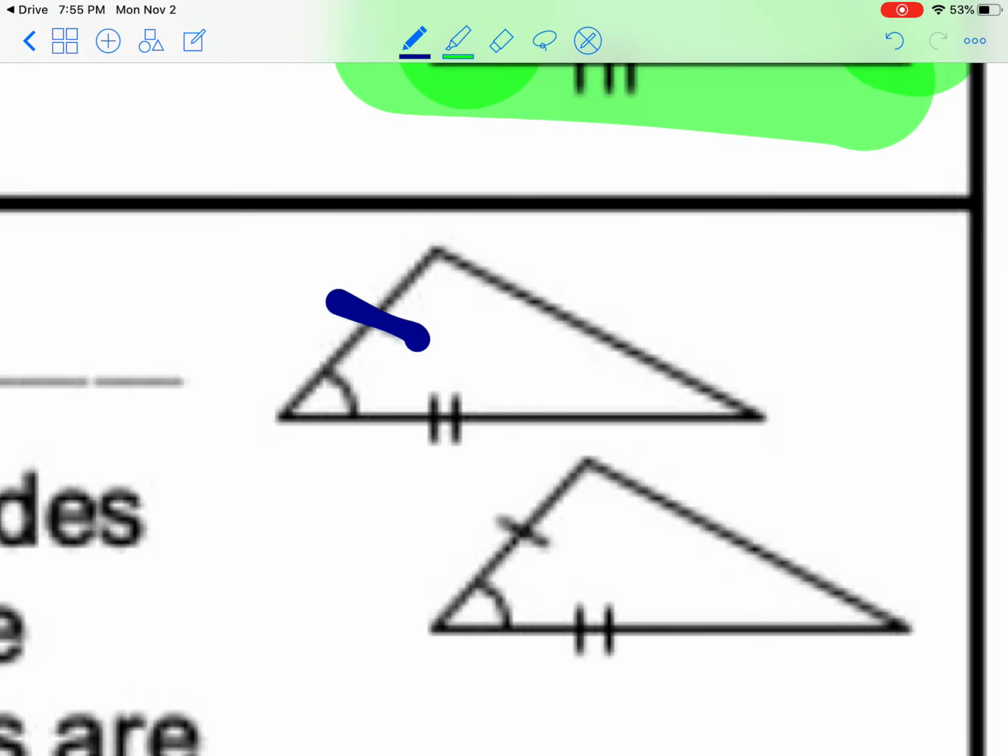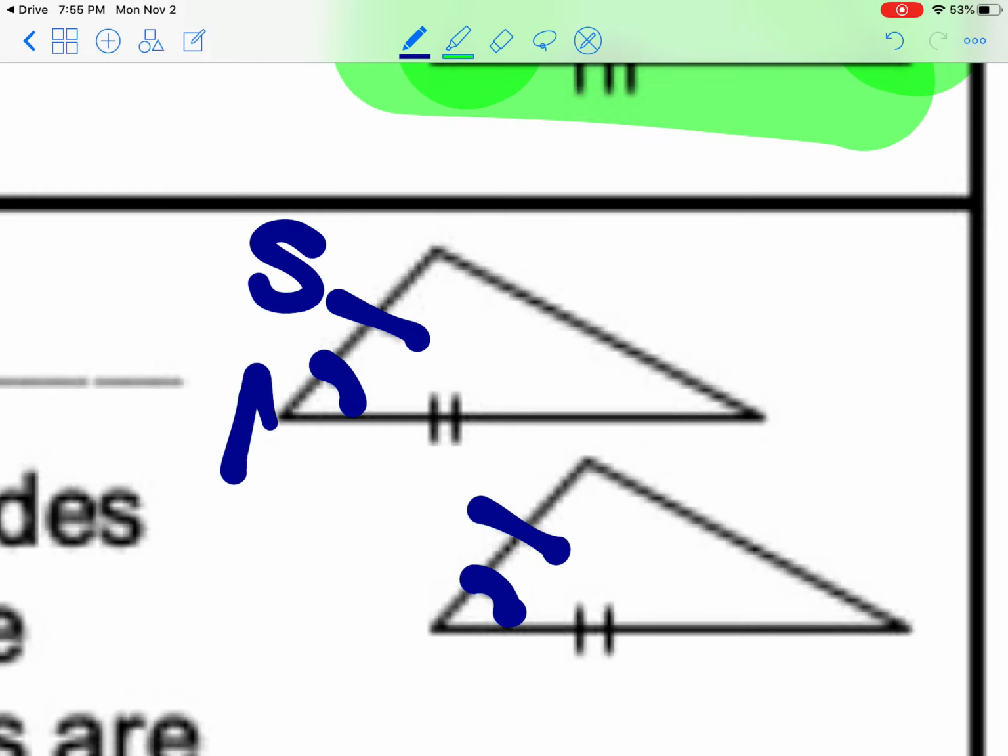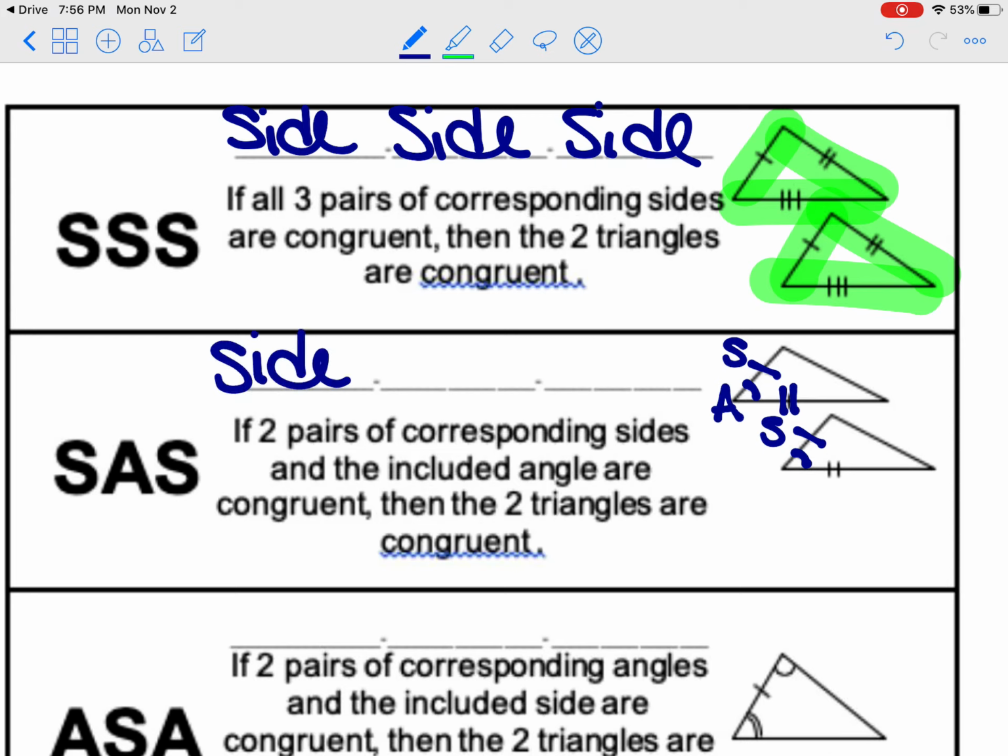We look at the next one here, and if I look at my picture to start with, I see a marking here, so that represents a side. This little arc mark right here represents an angle, and then a double tick is also a side, just showing that it's a different length than the previous side. So this is SAS, which stands for side, angle, side congruency.